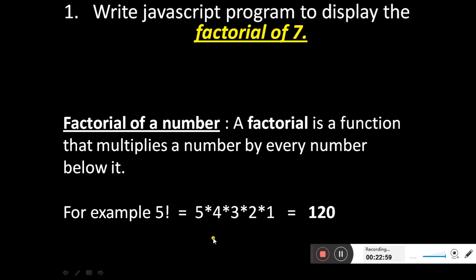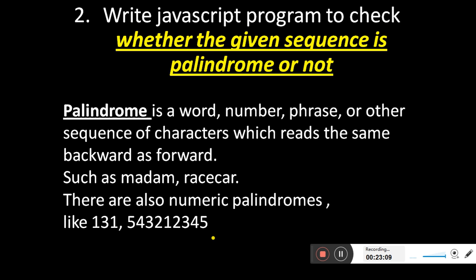Got it? So we have seen two practicals today. First one is factorial of 7. What is factorial? Factorial is a function that multiplies a number by every number below it. And second we have seen palindrome. Palindrome is a word or number, or sequence of characters which reads the same backward and forward, such as madam, race car. There are also numeric palindromes like 131, 5432, 12345. These are the number palindromes.